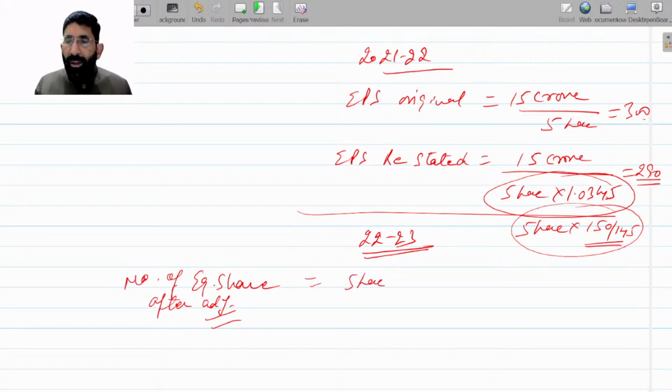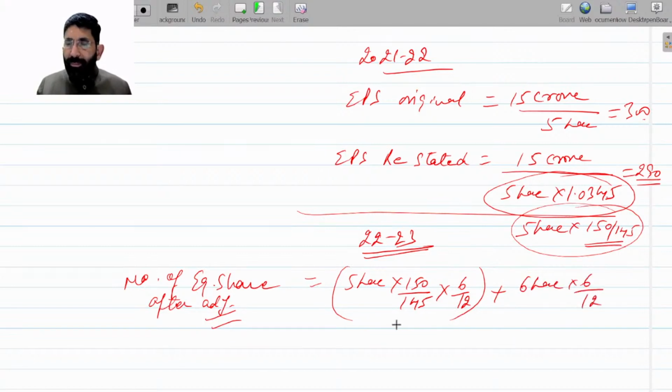So 5 lakh into 150 divided by 145 to get exact, into 6 by 12, plus 6 lakh into 6 by 12. Okay, how much is it?